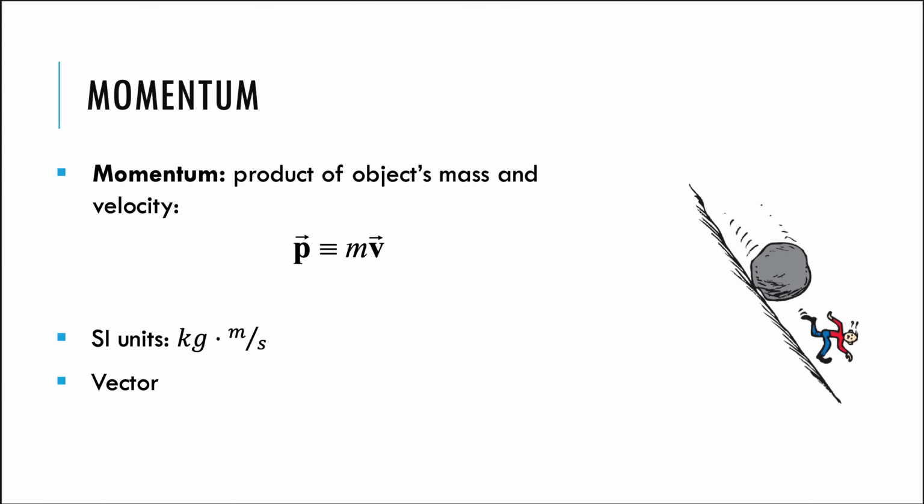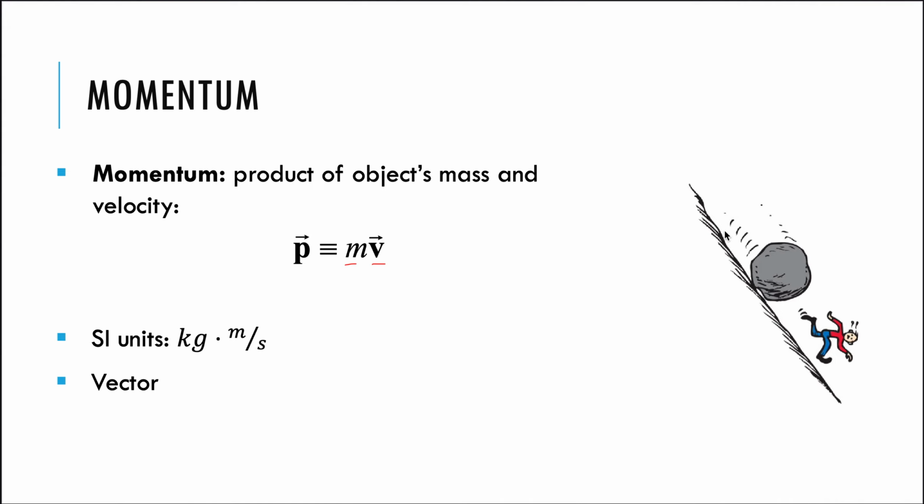Let's start by defining this new quantity called momentum. It's defined as the product of an object's mass and its velocity. We use the letter P for momentum. It's defined as mass times velocity.